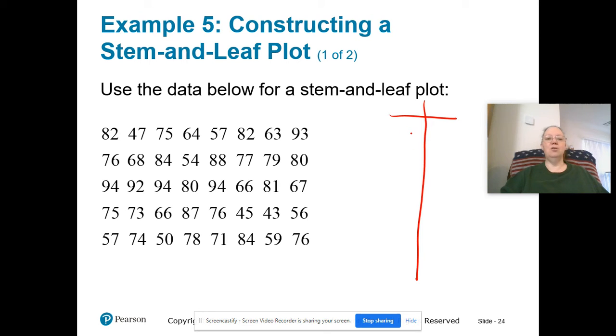Our lowest score, I believe, was in the 40s. So we're going to put a 4 here. This is our tens unit. And we're going to put a 3 here, our units digit. Then our next lowest score, I believe, was 45. So now instead of putting a 4 again and then a 5, I'm just going to put a 5 like that. And then for 47, I am just going to put a 7.